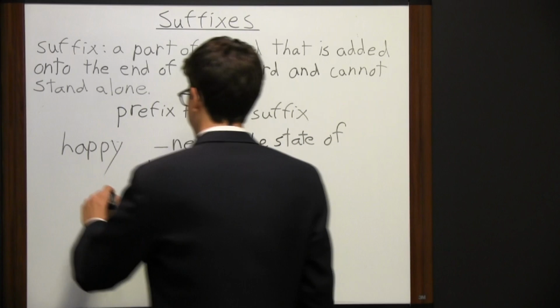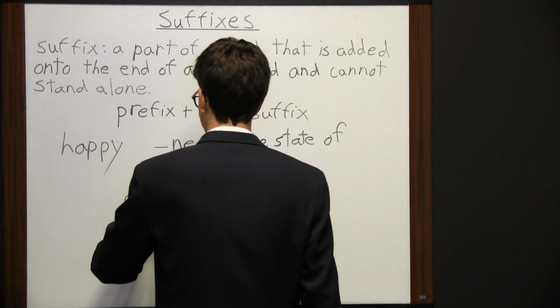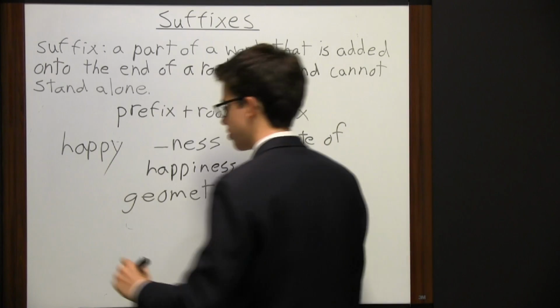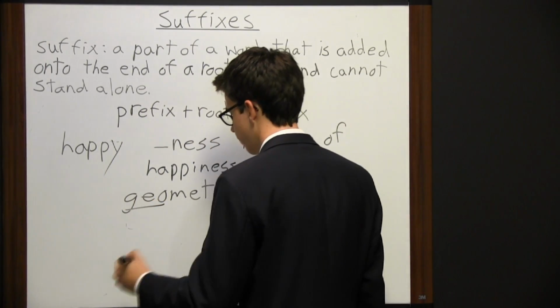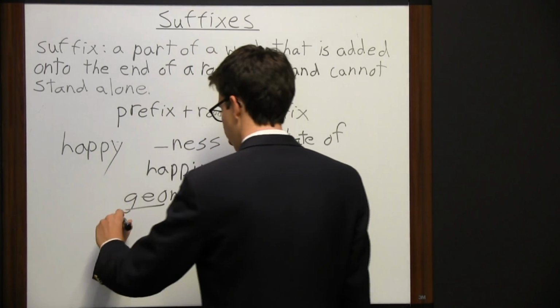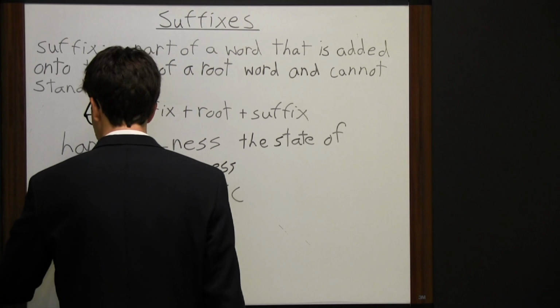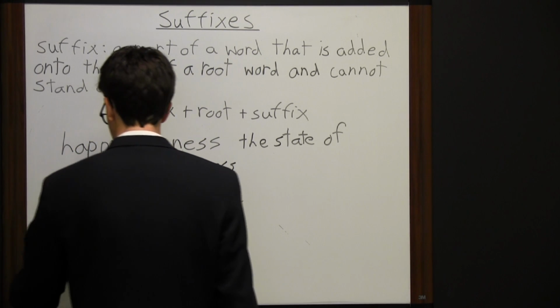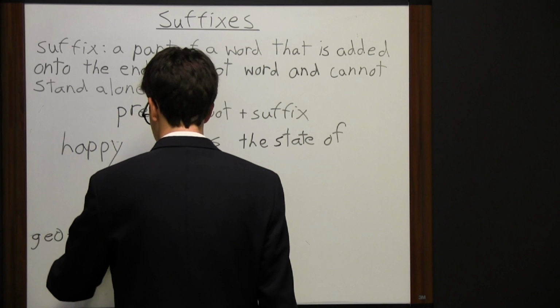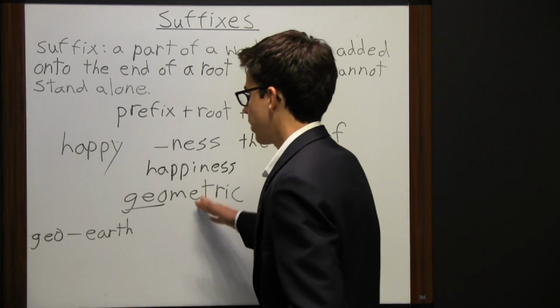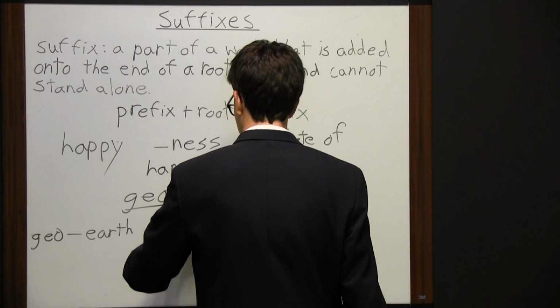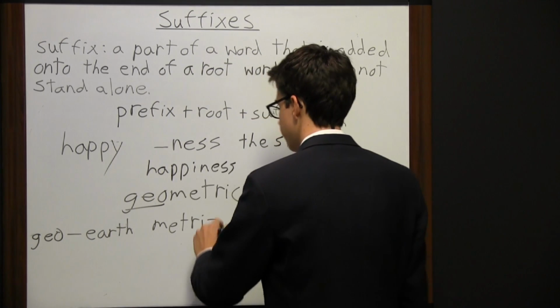Now, think about the word geometry. You may not even be familiar with this word, but you're probably familiar with some of the parts of it. So we have geo, which is the prefix right here, and so that means earth. So I'm just going to write that right here. Geo means earth. And then we have this right here, M-E-T-R-I, which means the measure of.